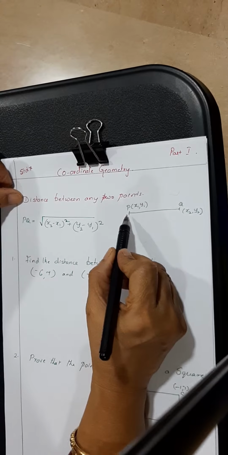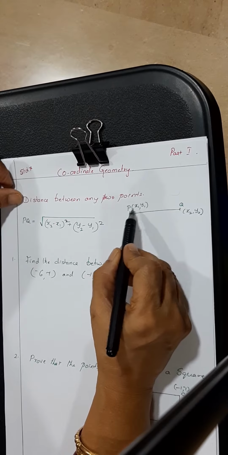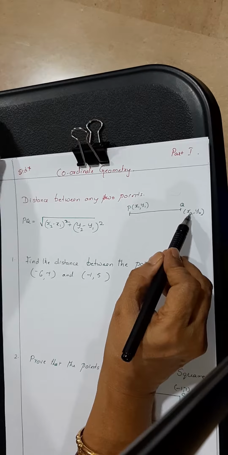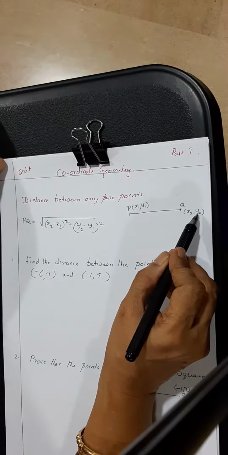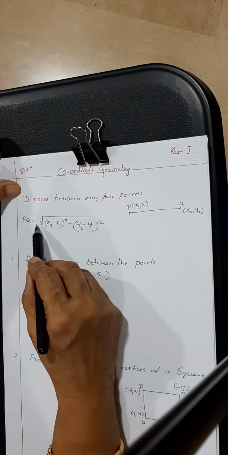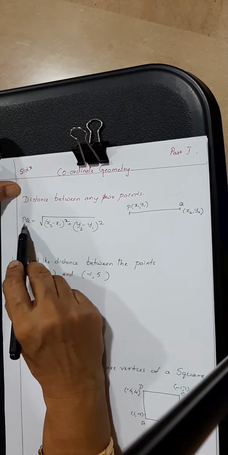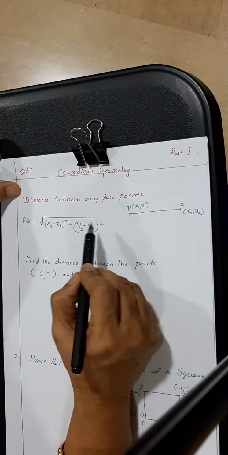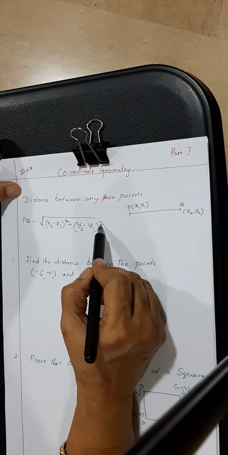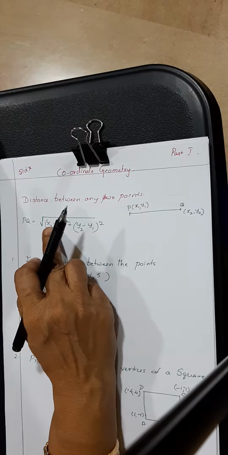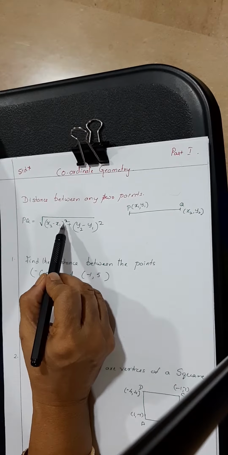So let the points be P and Q and let the coordinates of P be x1 and y1 and the coordinates of Q be x2 and y2. So the distance between the two can be found using this formula. PQ is equal to root of x2 minus x1 the whole square plus y2 minus y1 the whole square. Either you can do x1 minus x2 or x2 minus x1. That doesn't make any difference because we are doing square.